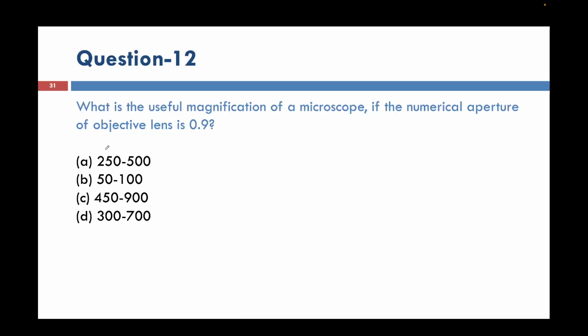And yeah, the next question is, there are two, three more questions, so we'll go through them quickly. So the next question is, what is the useful magnification of a microscope if the numerical aperture of the objective lens is 0.9? It is associated with our first lecture. So useful magnification is generally given by, if you remember, there is a total magnification and there is a useful magnification.